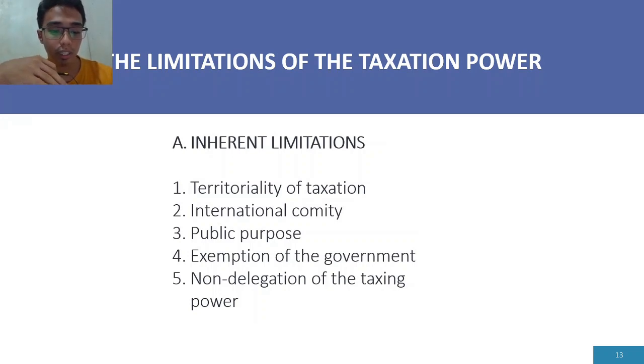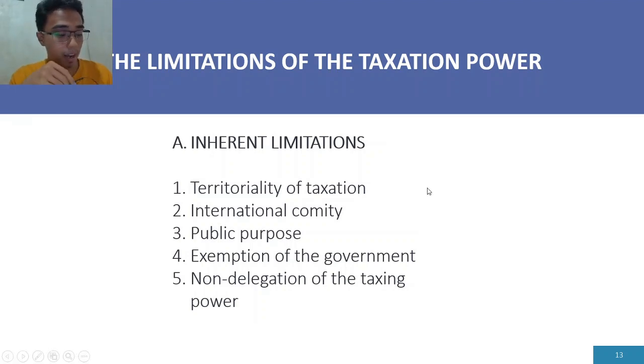Ang international comity: no country is more powerful than the other. By principle, each country observes international comity, or mutual courtesy or reciprocity between countries. Hence, governments do not tax the income and properties of other governments, and governments give primacy to their treaty obligations over their own domestic taxes. So yung international comity, it just means that ang government hindi siya pwedeng mag-tax ng other government. Yun yung meaning ng international comity.